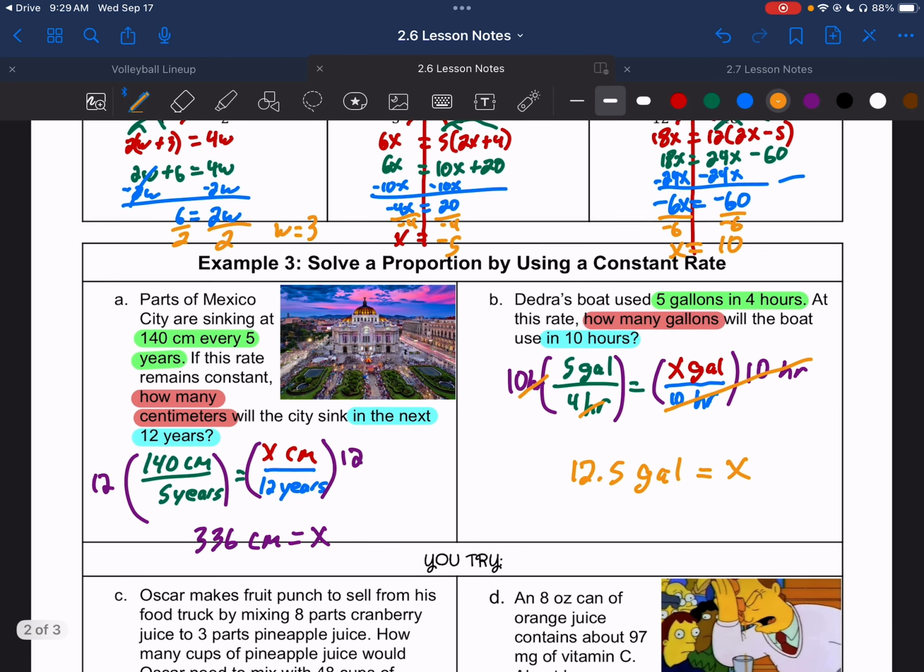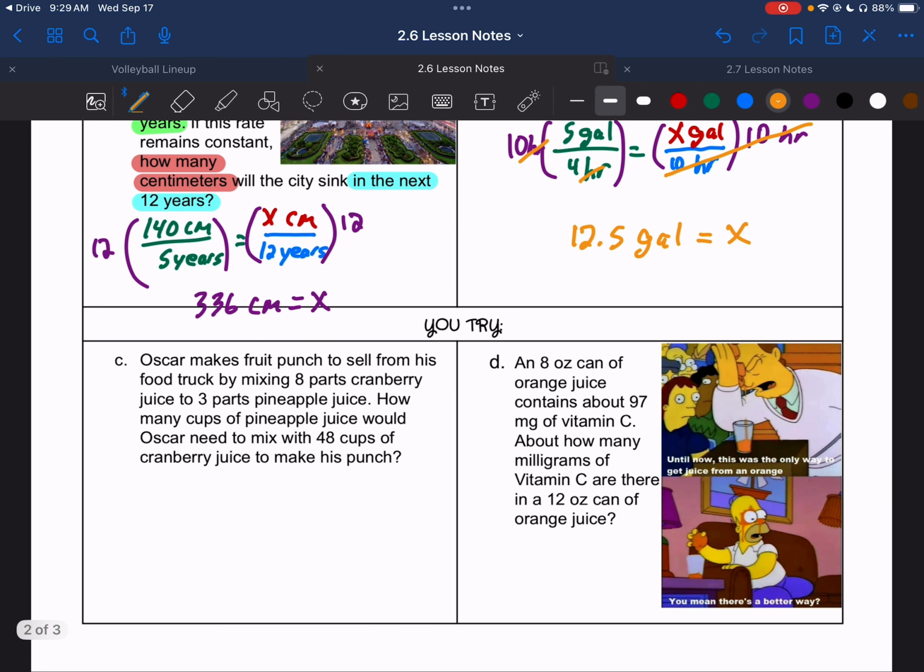Okay. There are two you try problems at the bottom of the page. I want you to go ahead and do those on your own and then come back and check your work against mine.